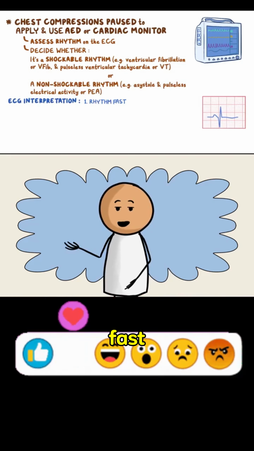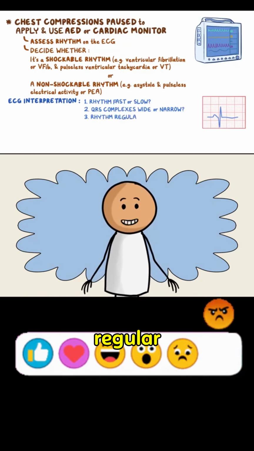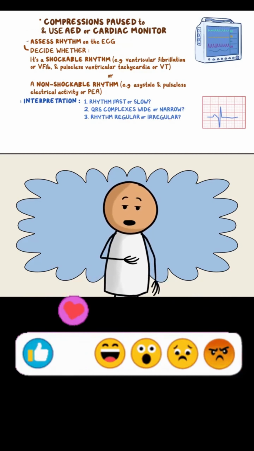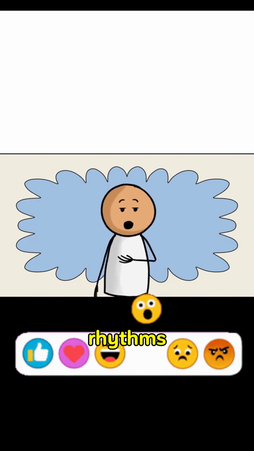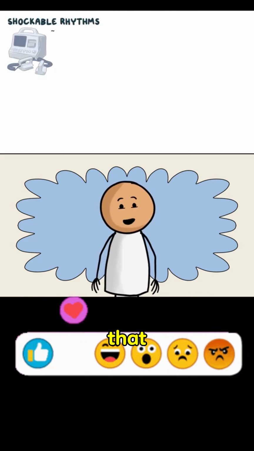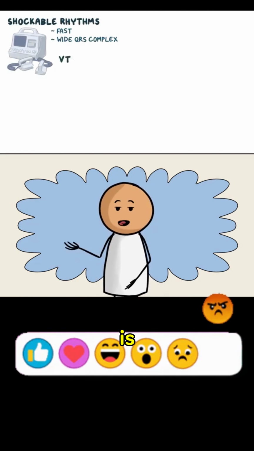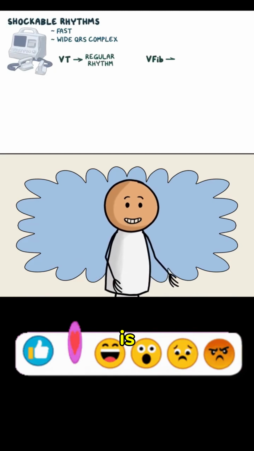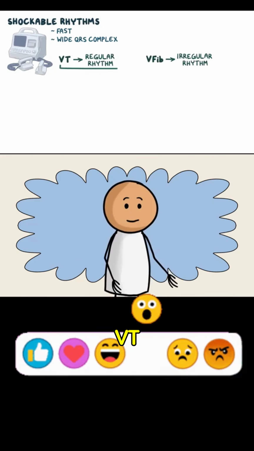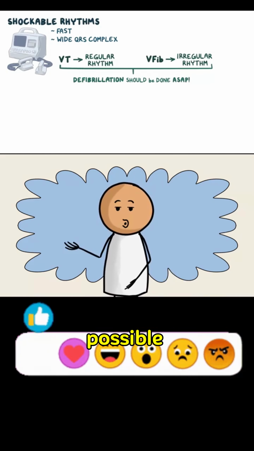Is the rhythm fast or slow? Are the QRS complexes wide or narrow? And is the rhythm regular or irregular? Rhythms where a defibrillator can be used to shock a patient, shockable rhythms, are ones that are fast and have a wide QRS complex. After that, VT is a regular rhythm, whereas VFib is an irregular rhythm. If either VT or VFib is found, defibrillation should be done as soon as possible.